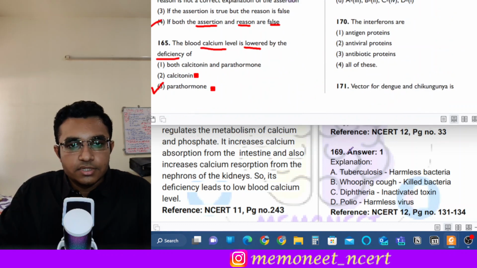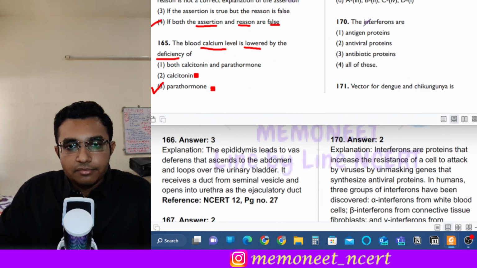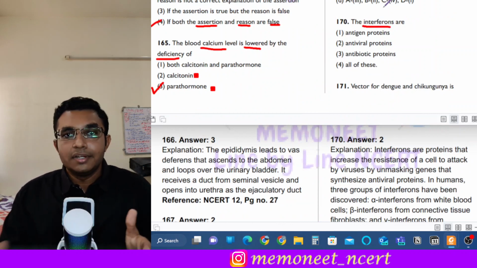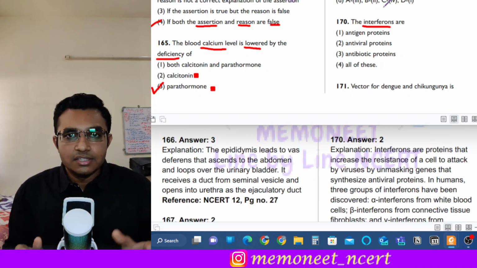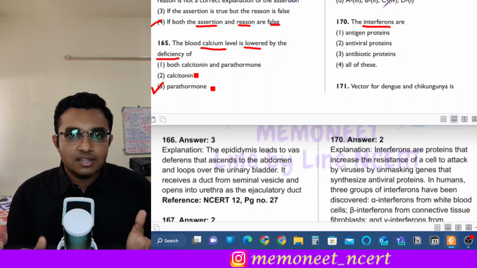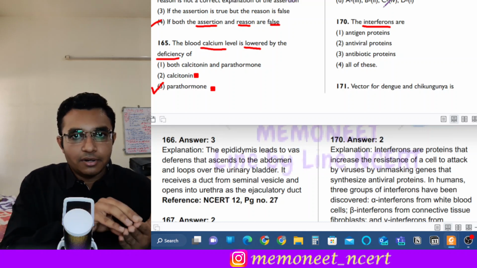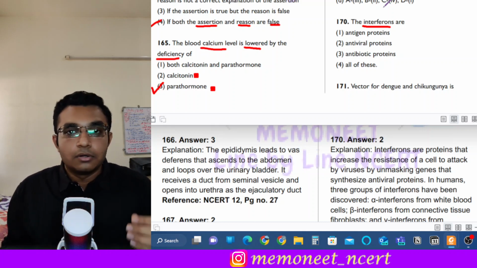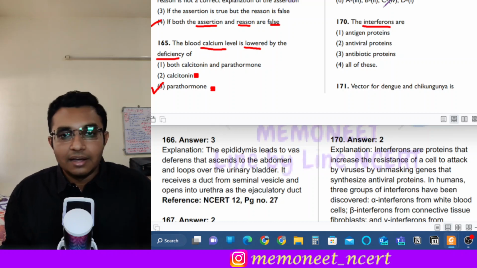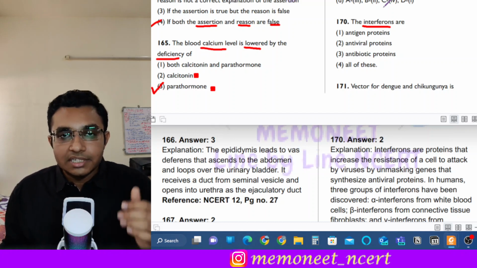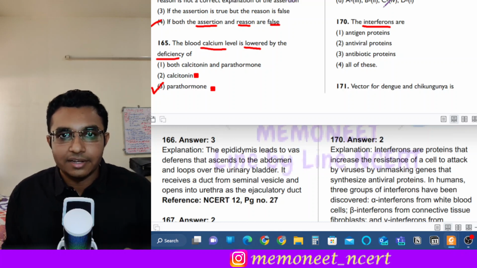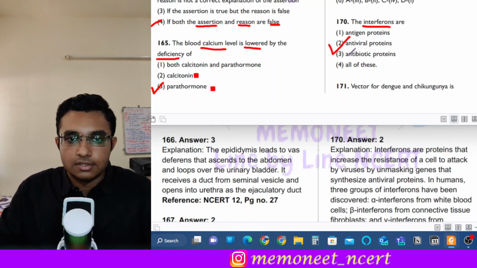Okay, the next question, question 170. The interferons are, okay, now see, first you need to understand the concept of interferons. What are interferons? Interferons are the cytokines which are released from the virus infected cells. These virus infected cells release interferons, and these interferons act like a messenger to different cells which are not infected. So they tell the non-infected cells that a cell has been infected, and you need to take important precautions so that you do not get infected. So they protect the cells which are not infected till now. So these are the antiviral proteins. Okay, so the correct answer is option 2, antiviral proteins.